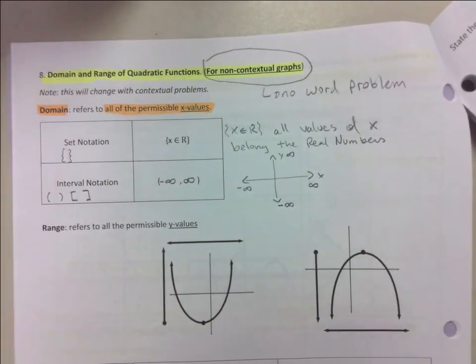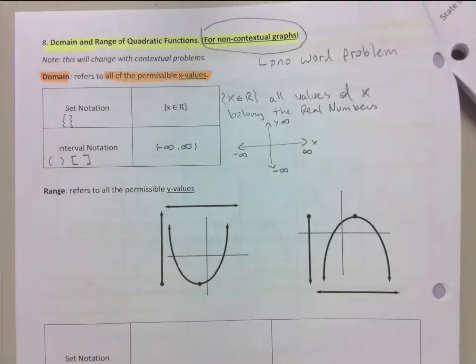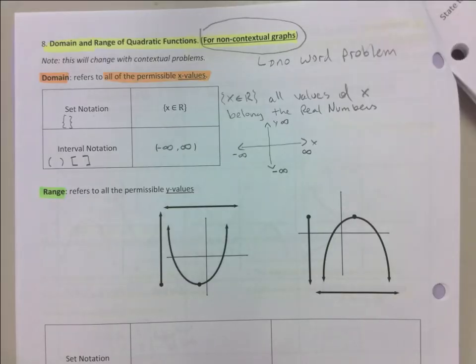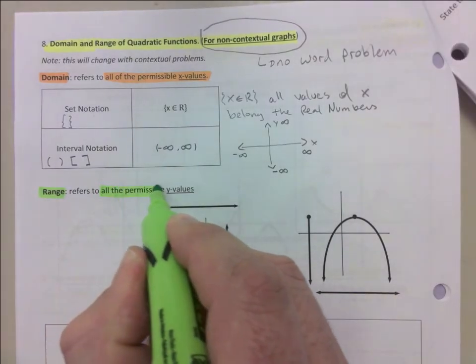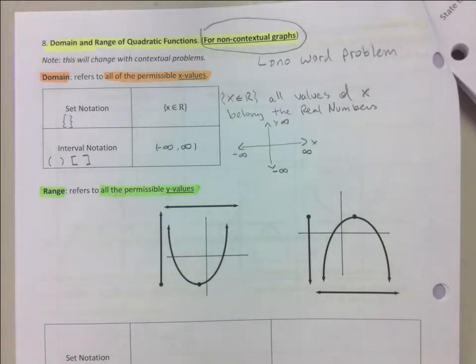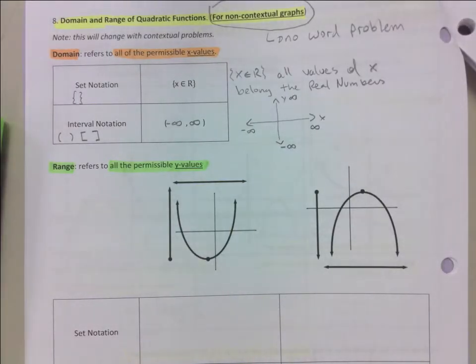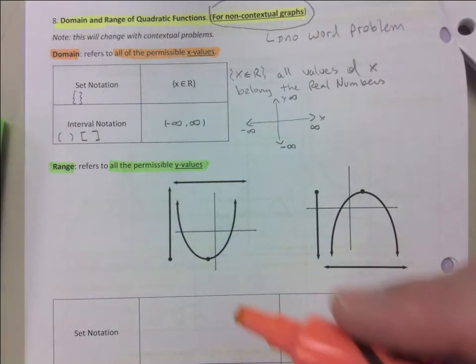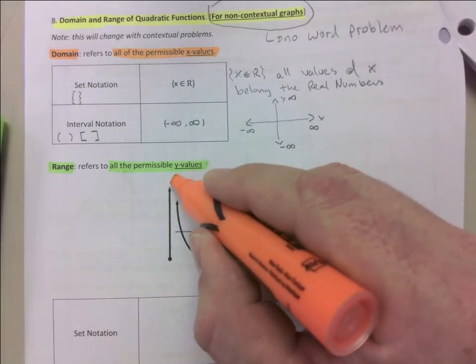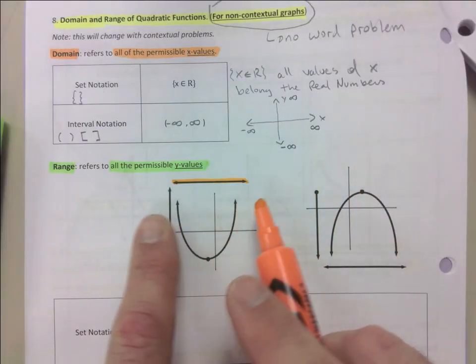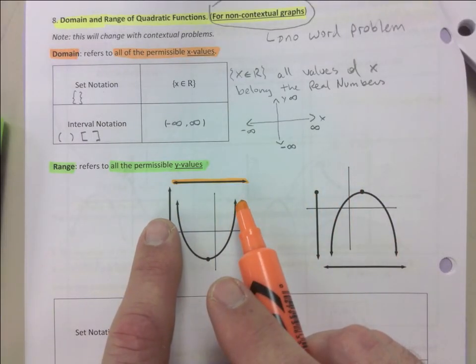Okay? Next, range. I'm going to use green for that one. Range is a little bit more complicated in this case. It's all the permissible y values. All permissible y values. So imagine this. You've got two versions of the parabola. One is pointing up, one is pointing down. This is your domain. Right? It tells us all the permissible x values.